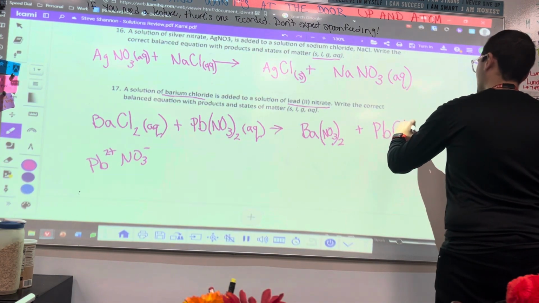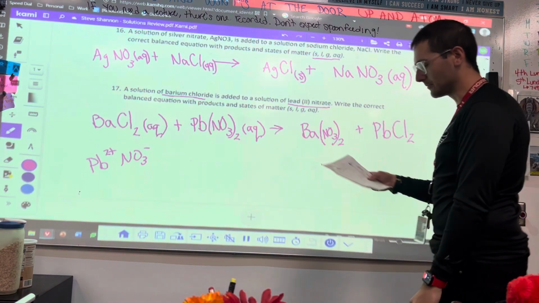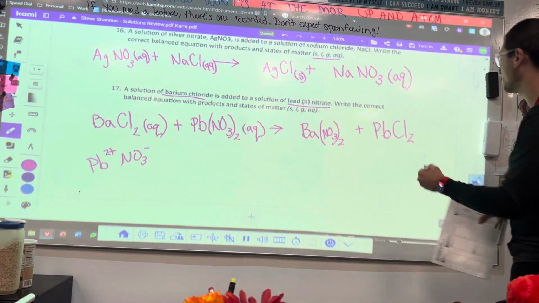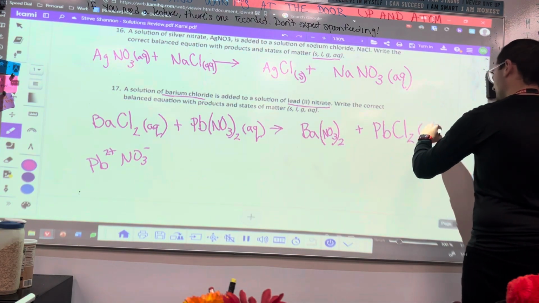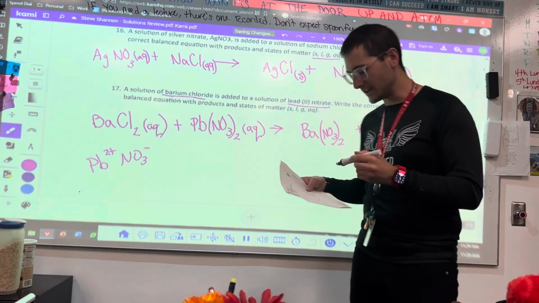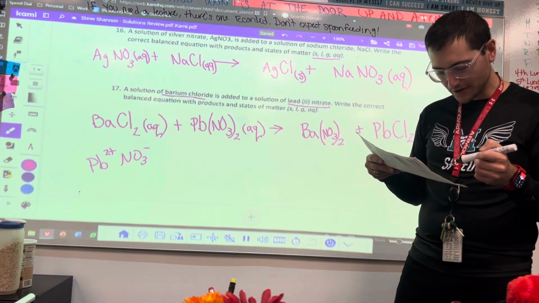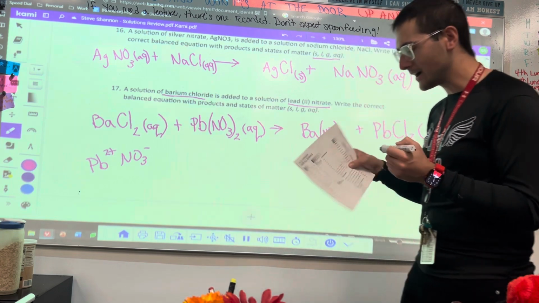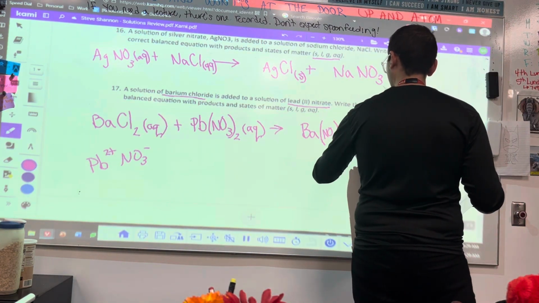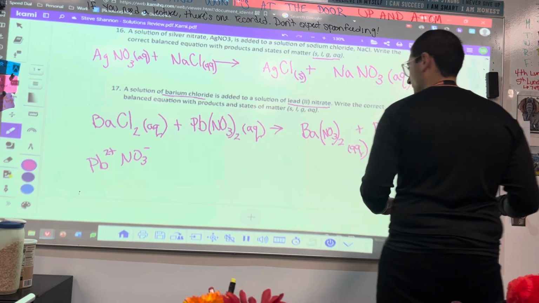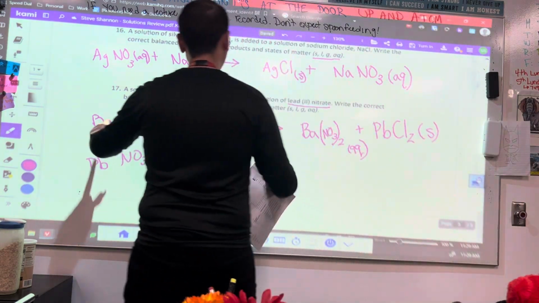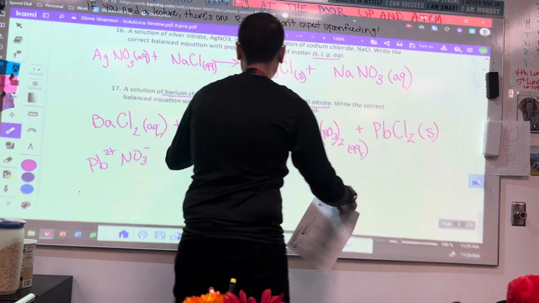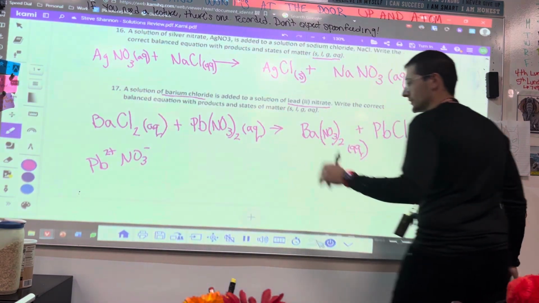I go PbCl2. And then I look in my solubility chart. Chlorine is always soluble unless it's with Pb, so this is a solid. And then I look at barium nitrate. Barium nitrate, NO3. NO3 is always soluble no matter what, no exceptions. So this is still aqueous. I check to make sure it's balanced. Ba, Ba, Cl2, Cl2, Pb, Pb, NO3 2, NO3 2. It is balanced just like this.